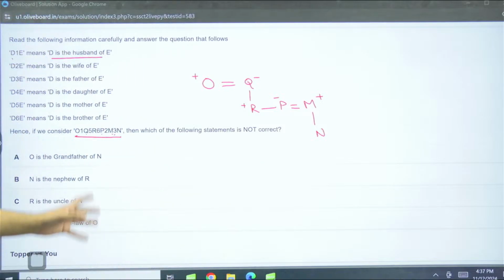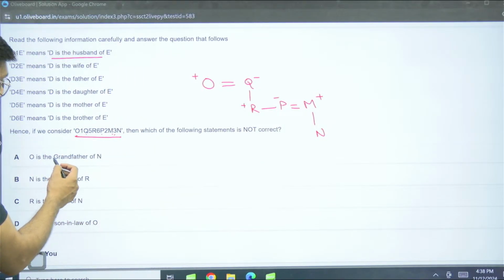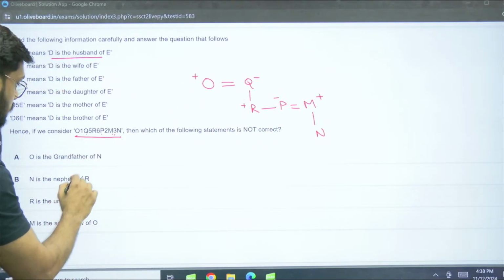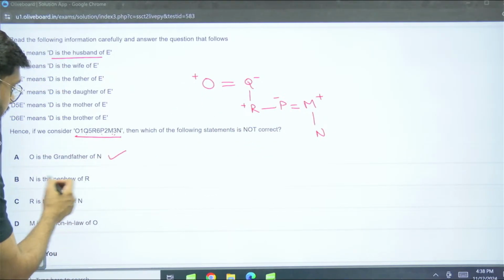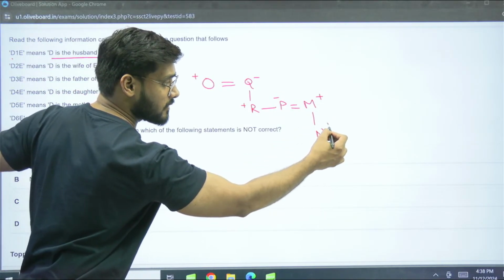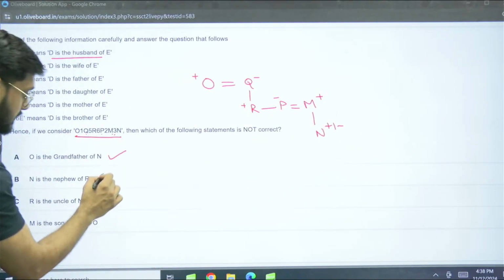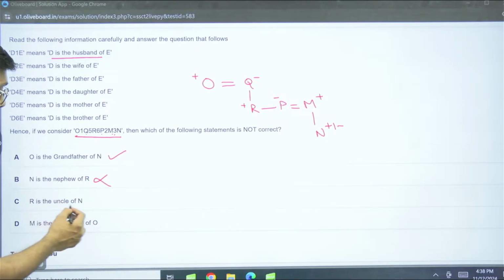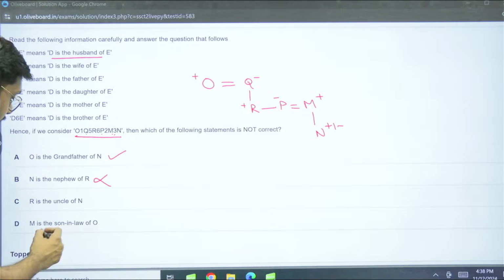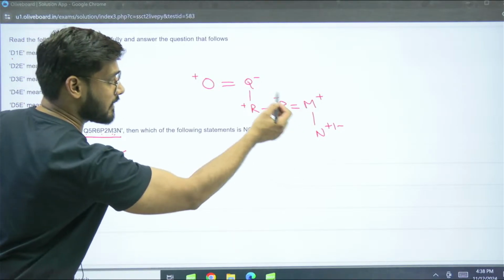So we need to find which of the following statements is not correct. O is the grandfather of N. This is true. N is the nephew of R. This is not correct, because we are not given the gender of N. N can be male or female. R is the uncle of N, we can say maternal uncle. And M is definitely the son-in-law of O.